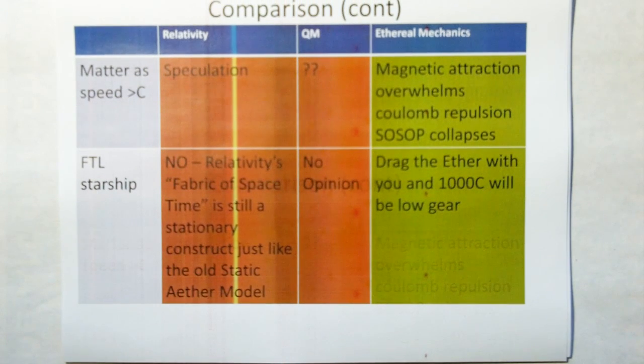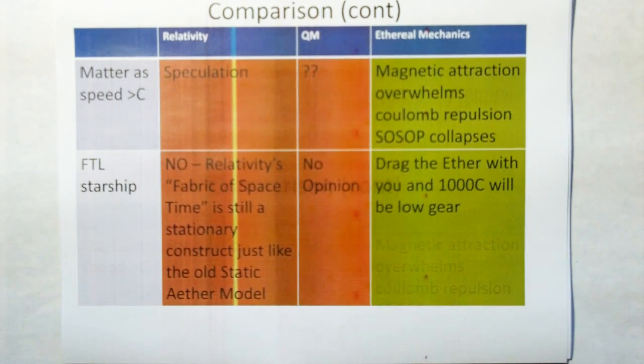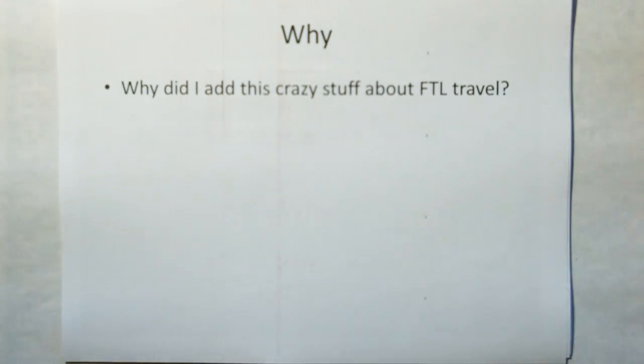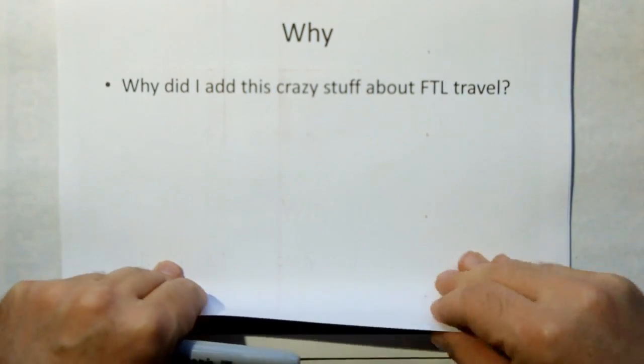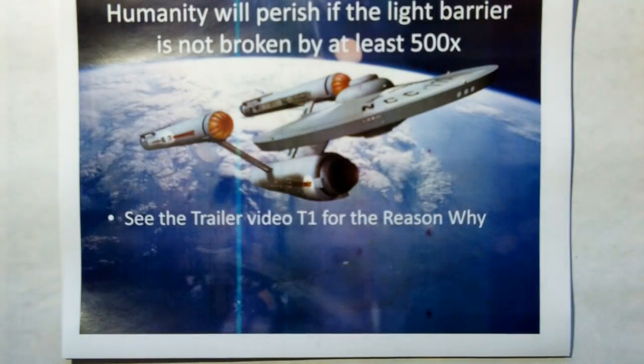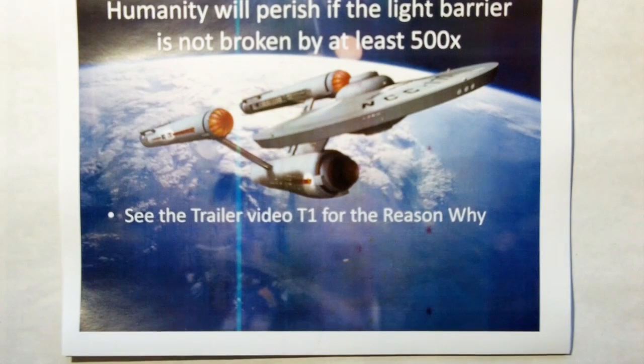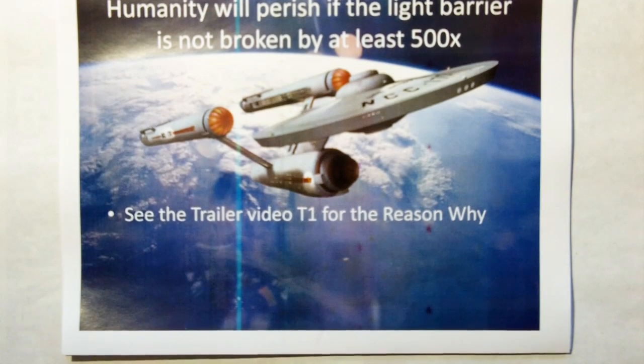And I believe that one day, 1,000 times the speed of light is going to be low gear. It's got to be for our own survival. So why am I adding all this crazy stuff about faster-than-light starship travel? Well, my friends, humanity will perish if the light barrier is not broken by at least a factor of 500. And you can see the trailer video T1 for the reason why.